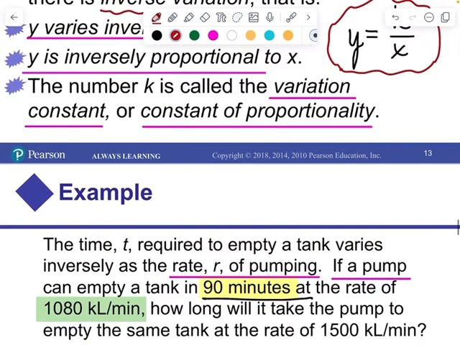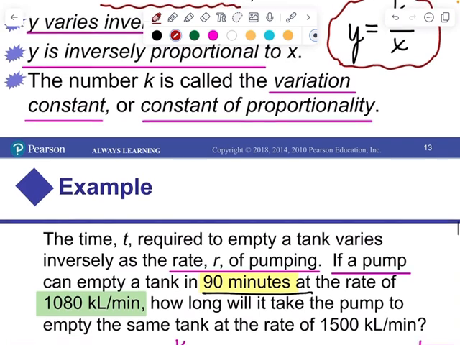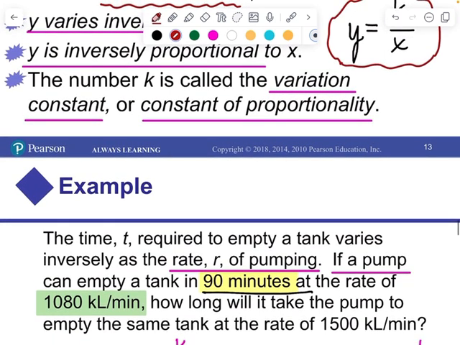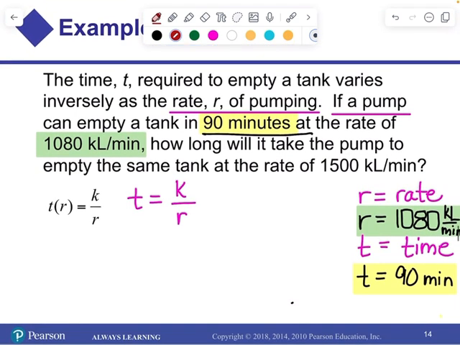So the time t required to empty a tank varies inversely as the rate of pumping. If a pump can empty a tank in 90 minutes at the rate of 1,080 kiloliters per minute, how long will it take the pump to empty the same tank? So we start off like this. We've got this equation, and all we need to do is put the information in. So we know that t is 90 minutes. We could put 90, I'm just going to remind you that it's minutes, is equal to k over the rate, which is 1,080. Now it's kiloliters per minute, right? So units are in agreement.